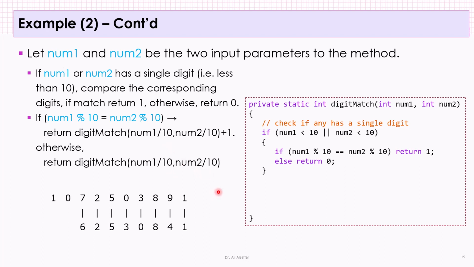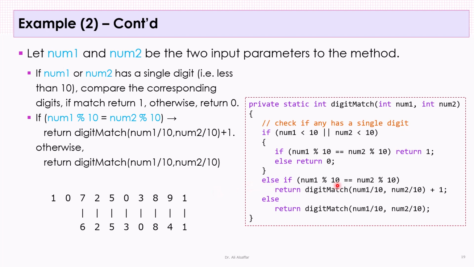And this can be expressed naturally in Java by saying if num1 modulus 10 equals num2 modulus 10, so there is a match, then we return by calling the method recursively, passing the first parameter, the first number after removing the rightmost digit, and the second parameter will be the second number after removing the rightmost digit, plus 1 because we have a match. Otherwise, we are going to have the same call, but we don't add 1 because we don't have a match. And this completes the analysis, the design, and the implementation for the digit match method for finding the number of matching digits in both numbers.